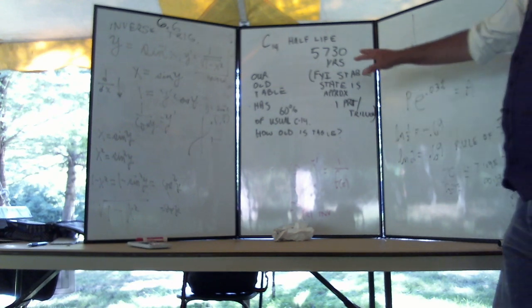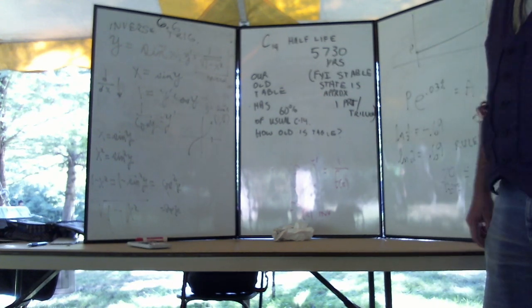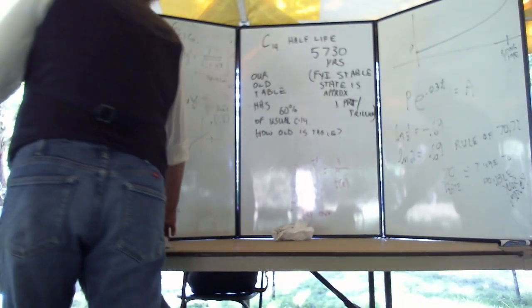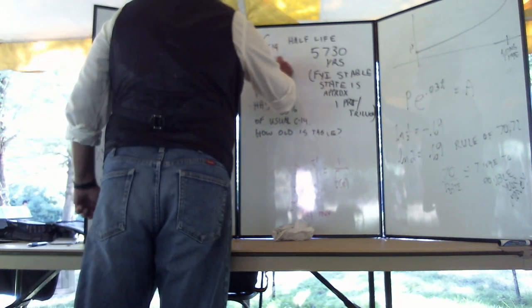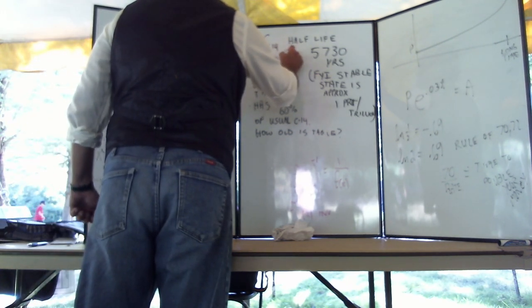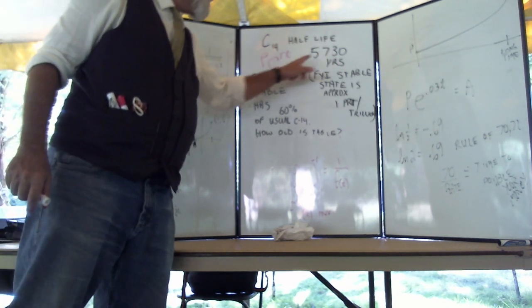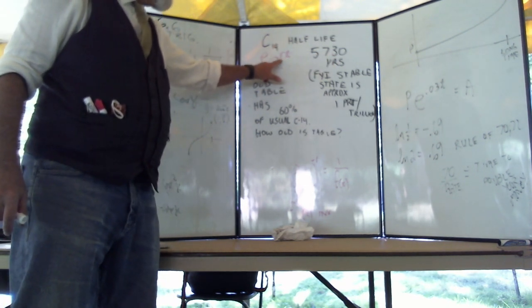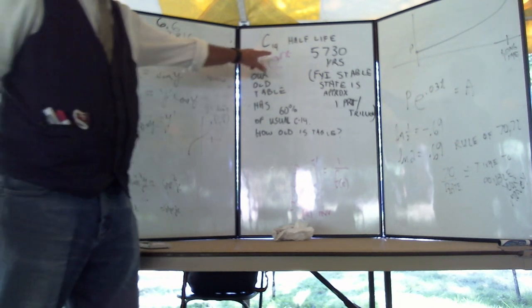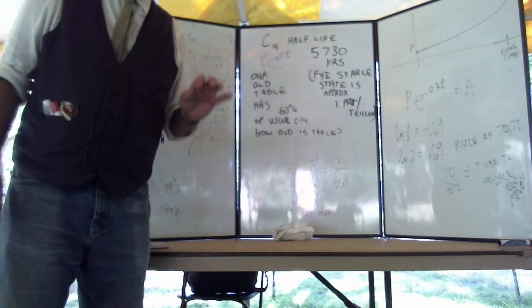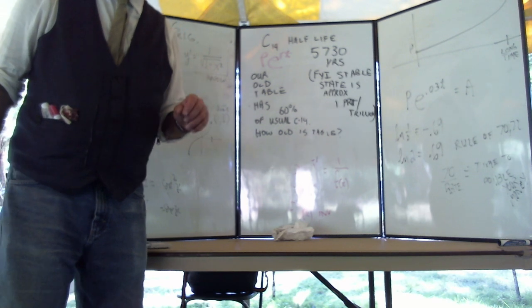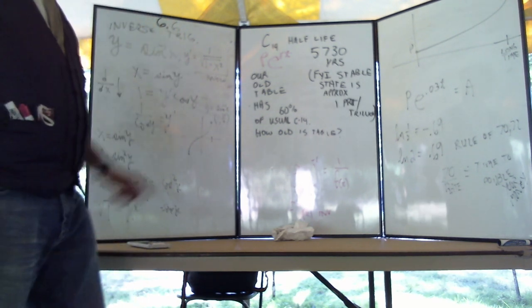We did half-life today, which uses the Pert formula. And we used the 5,730 years as time to find the exponent for this, which turned out to be negative 0.00122. So very small power for this thing.